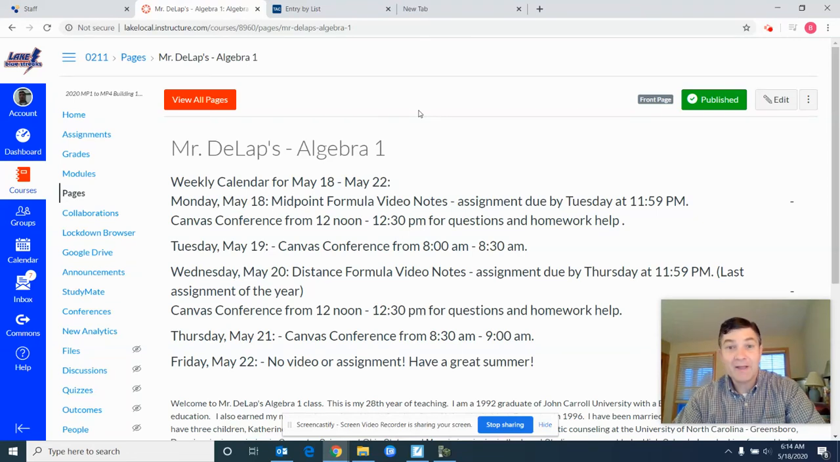Hey, good morning, everybody. Last week's quizzes are graded in the grade book, so take a look at that. We do not have a quiz this week. And this is the whole page. The weekly calendar will be on there.